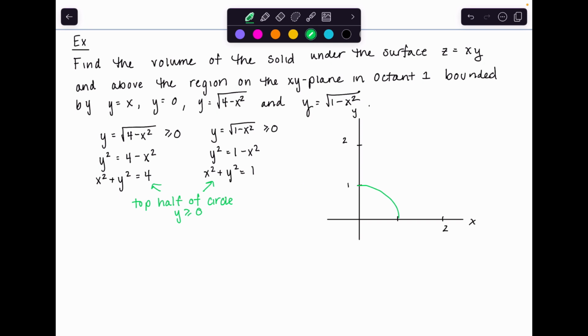That will be y equals the square root of 1 minus x squared. And then we've got the circle of radius 2, and again, it's just the top half, which is the square root of 4 minus x squared. We've got the line y equals x, which we know bisects this right in half. And then we've got y equals 0, which is just the x-axis. So our region R is right here.